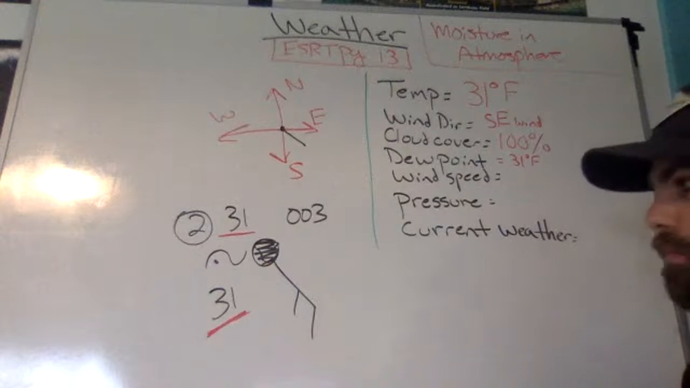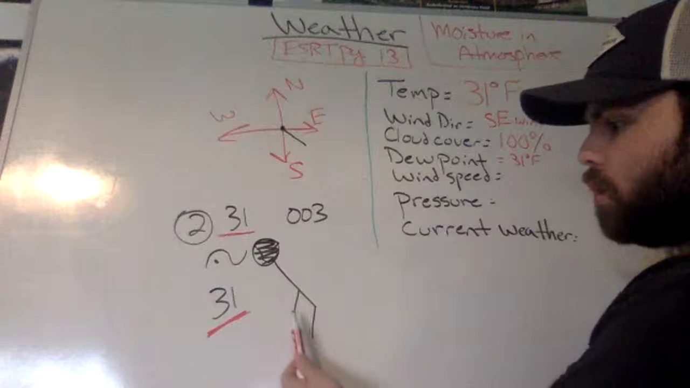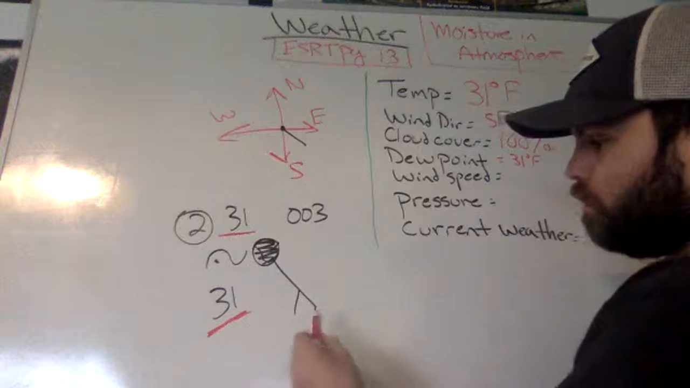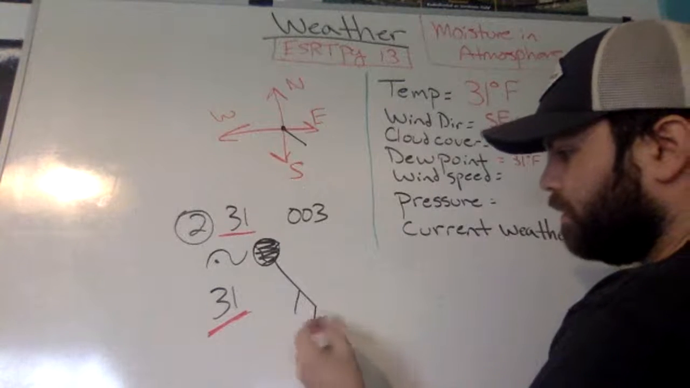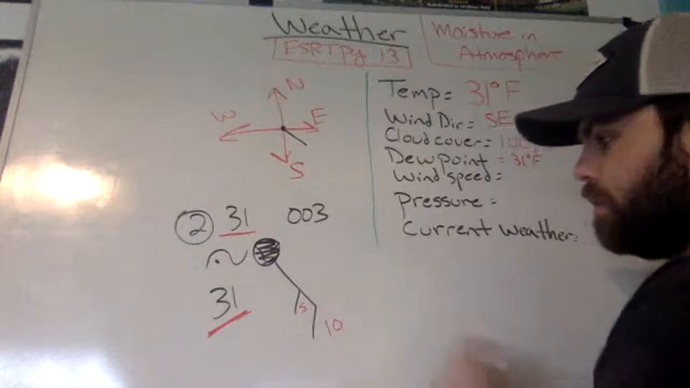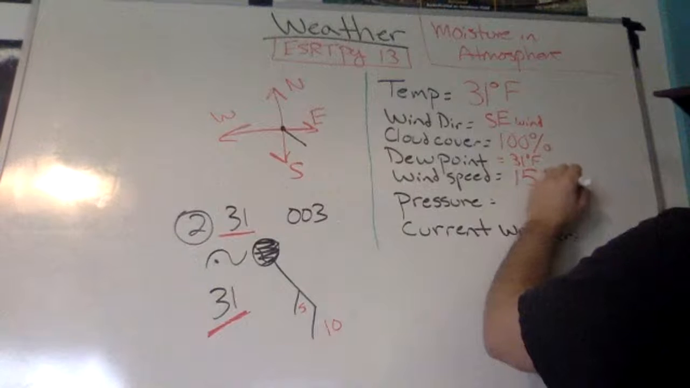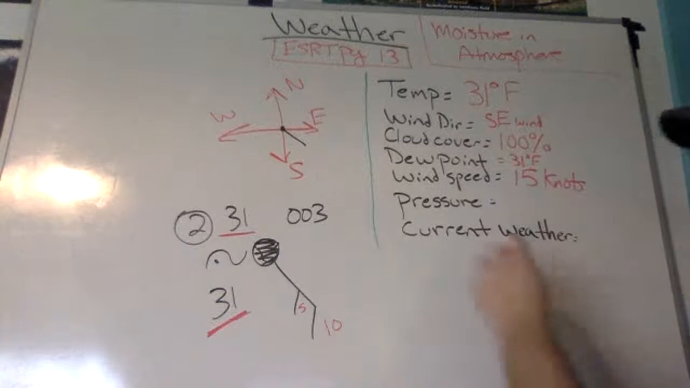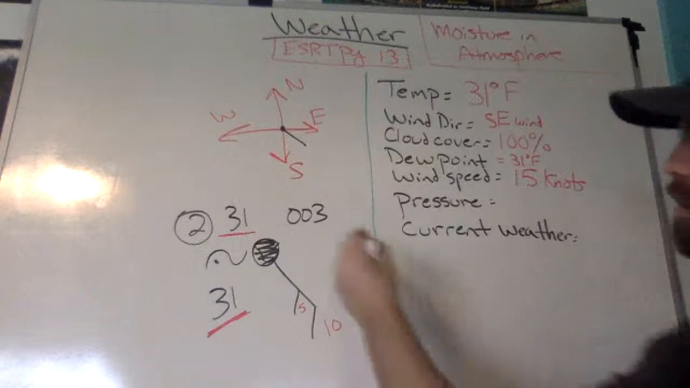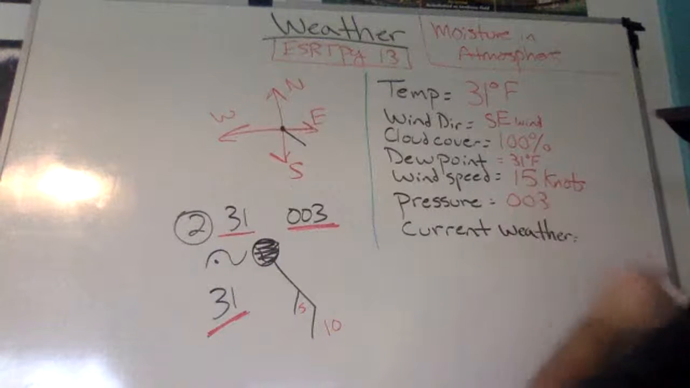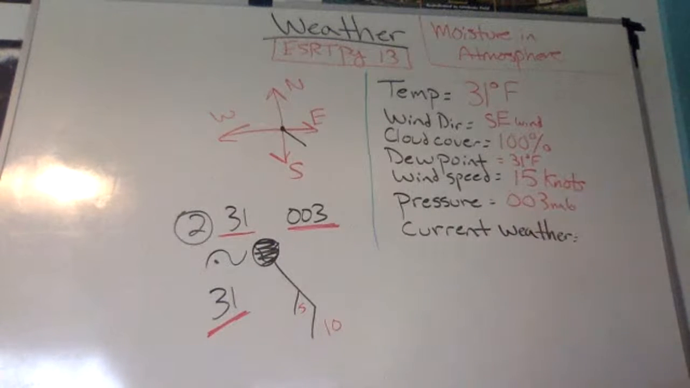Wind speed. We have a long line, a long barb, and a short barb, okay? Remember, the long one equals 10. The short one equals 5. So it's going to be 15 knots, okay? Now our pressure is always going to be the top right number. So it's 003 millibars. That's our units.